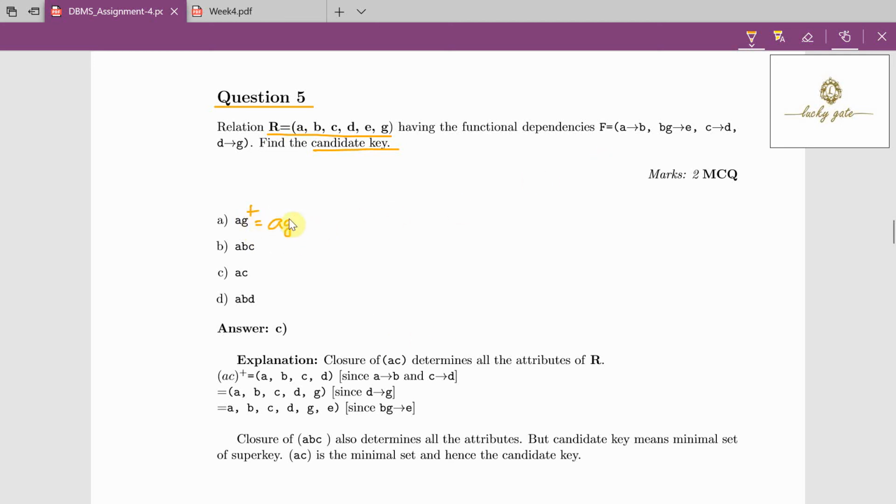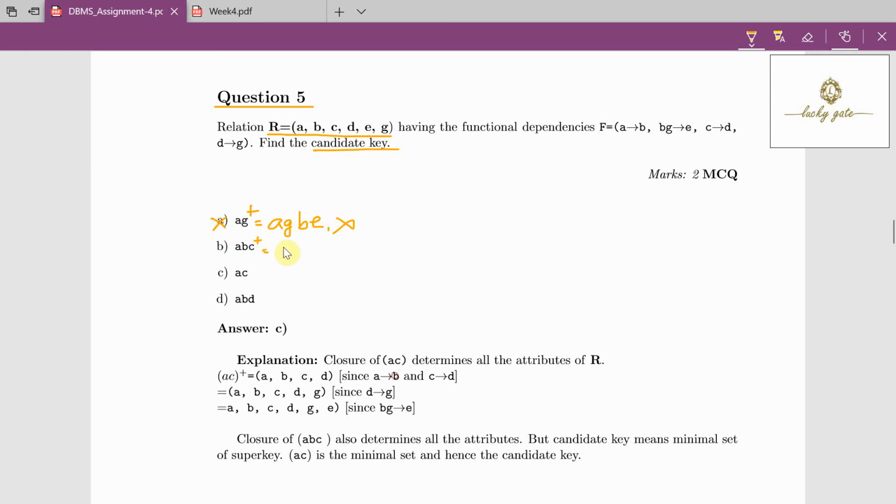With A we get B, so we add B. With B and G, which is already there in the previous closure, we can get E, so we add E. Anything else possible? No. But a key's closure should contain all attributes A, B, C, D, E, G. But it has only A, B, E, G. C, D is not there. So it is not a key. So option A is wrong.